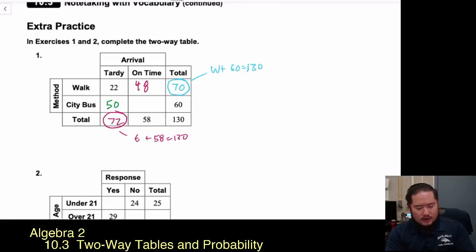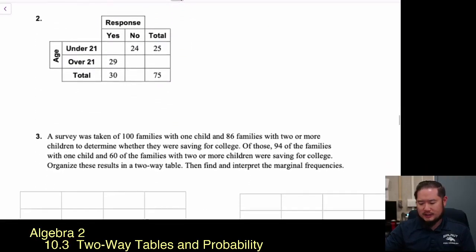48, right? And then for the last one, the city bus, if we take 50 people that are tardy, it's going to take 10 people to be on time for it to equal a total of 60. All right, so that right there is how we can complete a two-way table. This part is probably the easiest of this section.